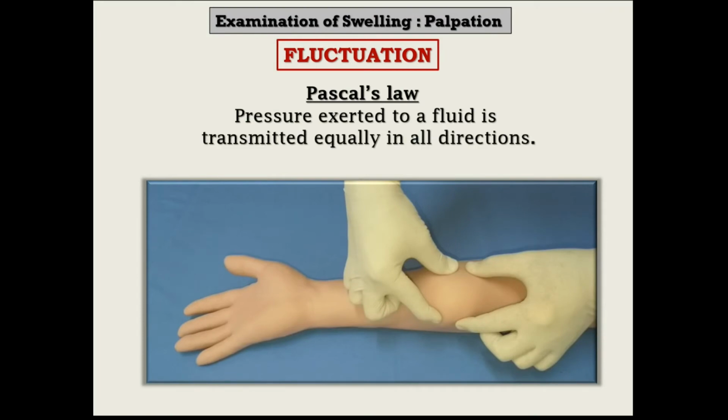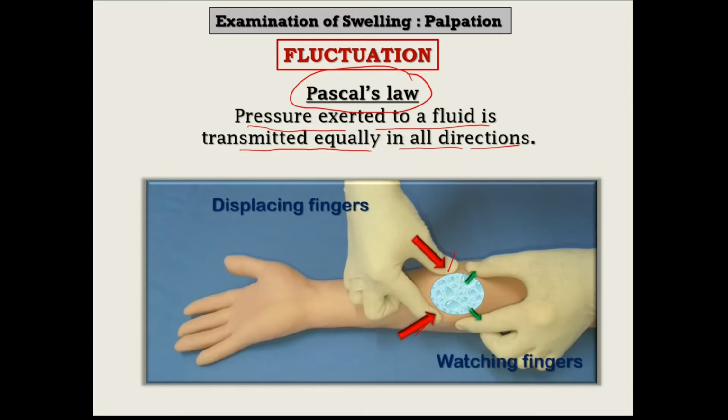Now in clinical examination, the fluctuation test is based on the principles of Pascal's law, which states that the pressure exerted to a fluid is transmitted equally in all the directions. So in this case, if these two fingers generate a pressure wave at one pole of the swelling, and if there is fluid inside the swelling, then the wave will be transmitted to the other pole and it will be felt by these two fingers. So these fingers are called displacing fingers, while these two who feel the wave are called watching fingers or feeling fingers.